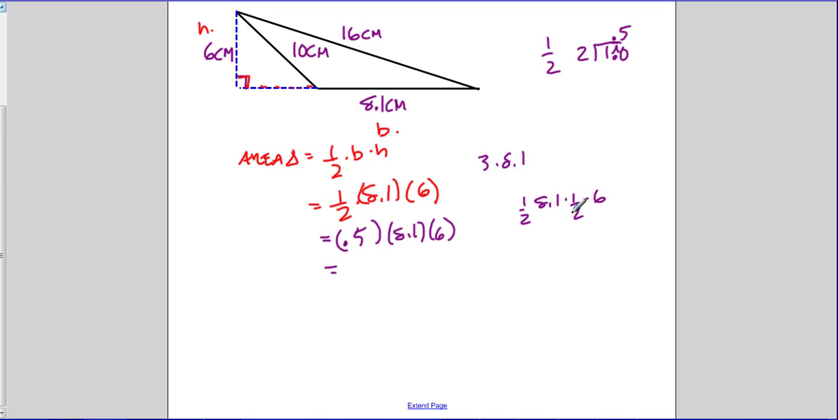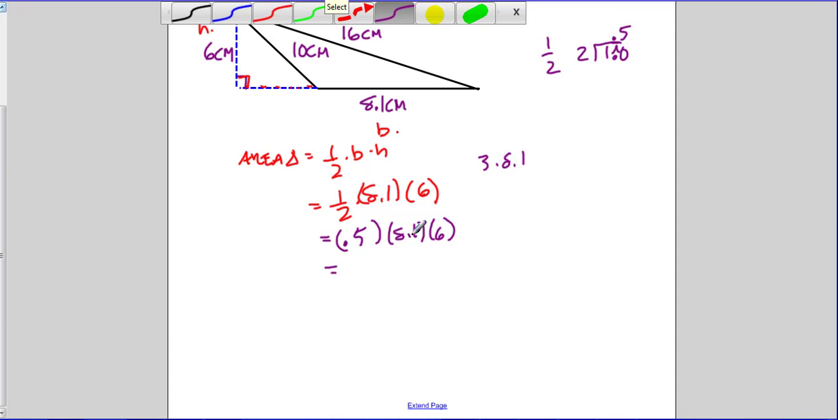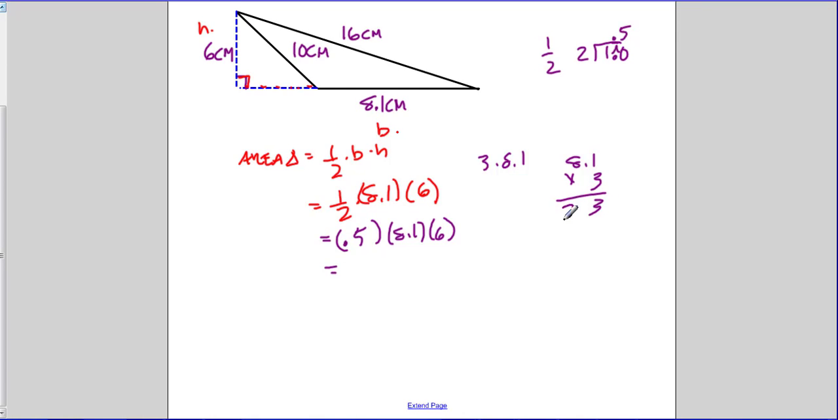Because then you're taking a half of a half, which is a quarter, and that's not what we want to do. So what I'm going to do here is take half of 6, which is 3, times 8.1. That's 24.3. In this case, it's square centimeters.